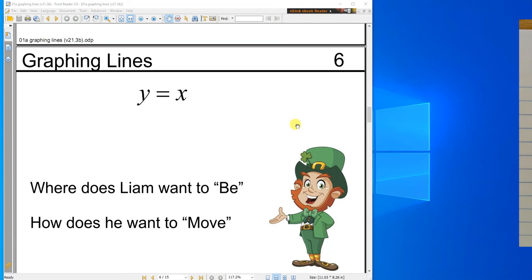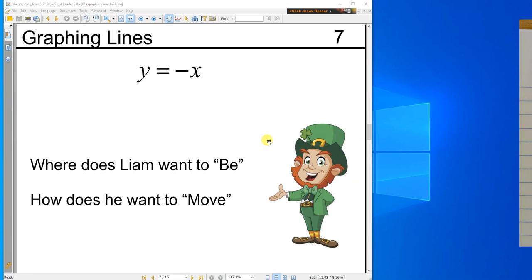Ooh, this one. Where does Liam want to be, and how does he want to move? Well, let me show you all the invisible pieces. Liam wants to be at 0, and then he wants to go up 1 over 1, up 1 over 1, up 1 over 1. Ooh, how does Liam want to move on this one? Well, Liam wants to start his life at 0, right here, and then he wants to go down 1 over 1, down 1 over 1, down 1 over 1.